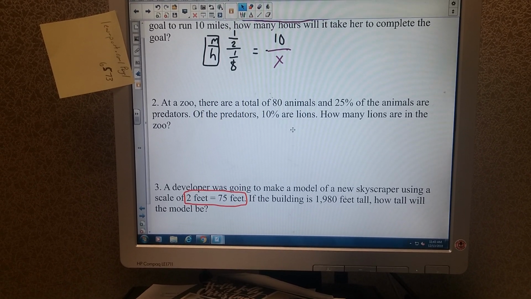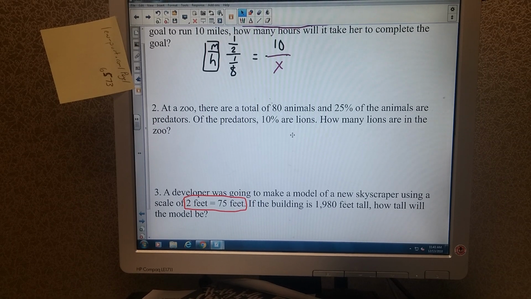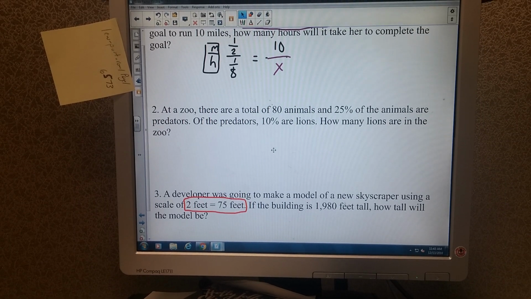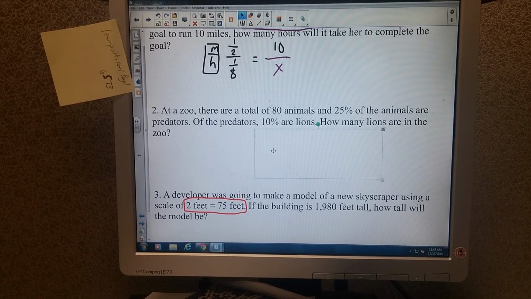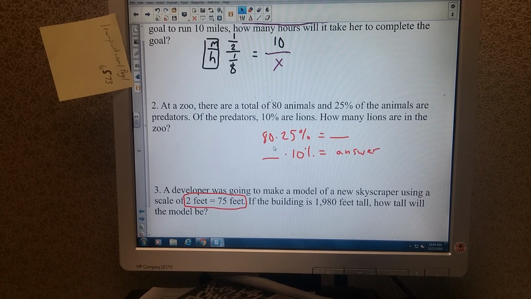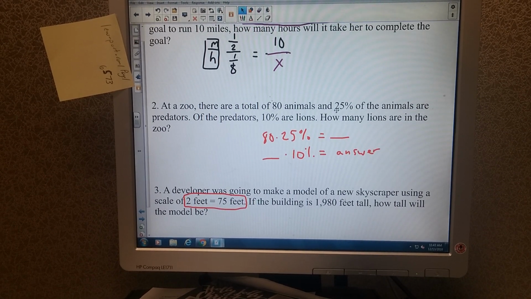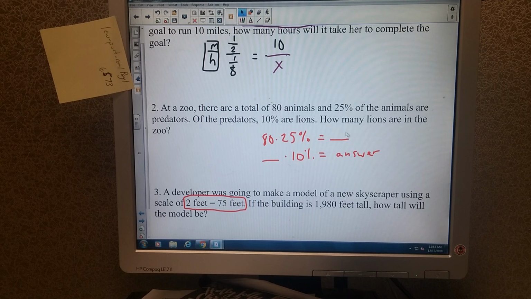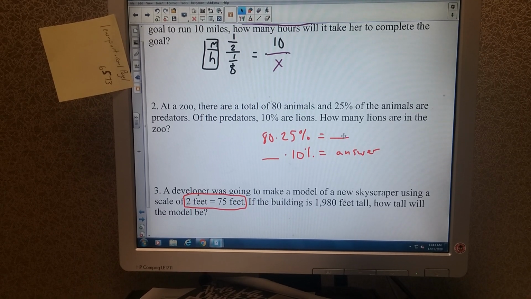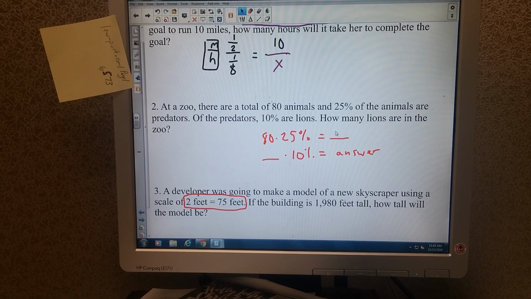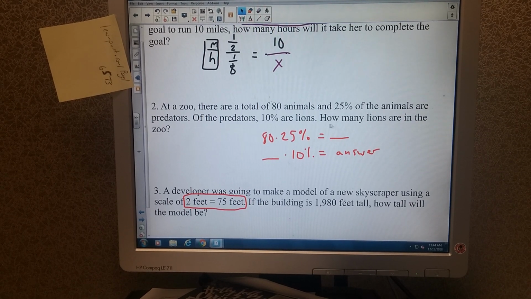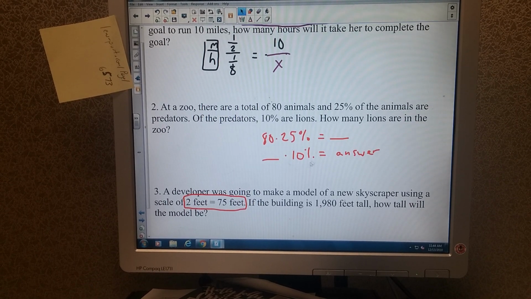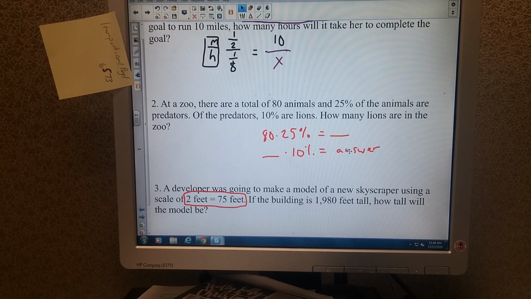At a zoo, there are a total of 80 animals, and 25% of the animals are predators. Of the predators, 10% are lions. How many lions are in the zoo? Well, 80 times 25% will give us the number of predators. So once we know the number of predators, 10% of those predators are lions. So however many the number of predators were, we'll multiply by 10% to get our answer.